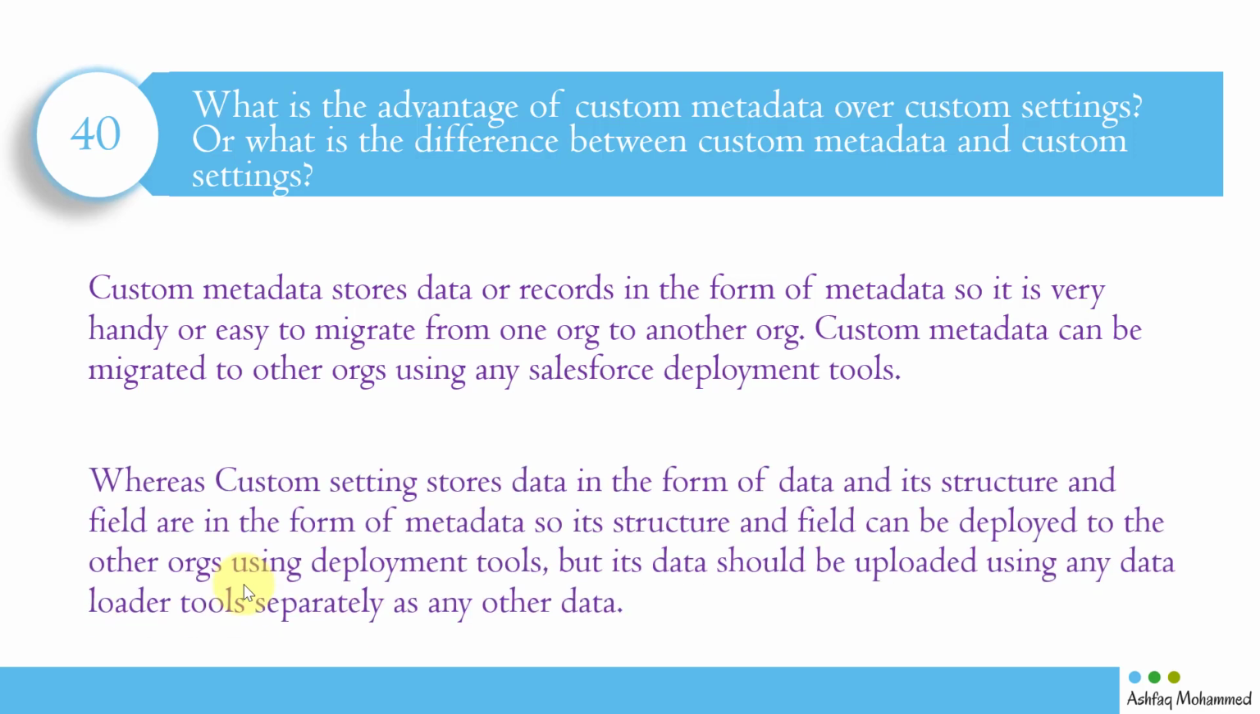Whereas custom settings store data in the form of data, and its structure and fields are in the form of metadata. So its structure and fields can be deployed to other orgs using deployment tools, but the data should be uploaded separately using any data loader tool, like any other data, okay? So that was the problem. That is the reason we have custom metadata types. Now you create custom metadata, and the data in it all becomes metadata, and then you simply deploy it. Everything will be available in the next org. You don't have to separately load its data, okay? Really important. This is important both for administrators as well as developers, okay?